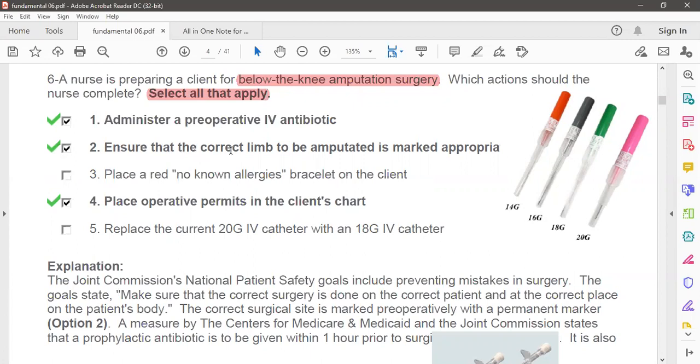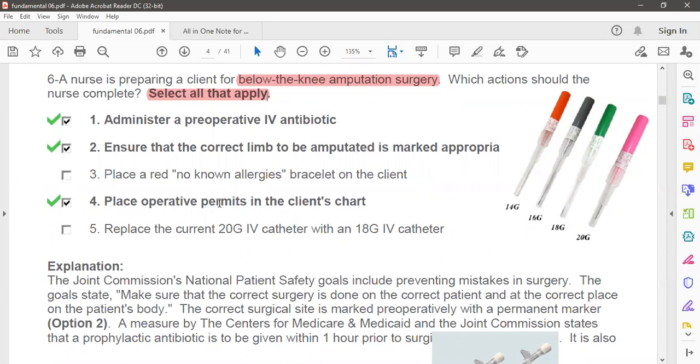Number two, ensure that the correct limb to be amputated is marked appropriately. Again, it is the policy that before operation we have to use a marker to identify which limb needs to be operated on, just to prevent error. Next, place a red no known allergies bracelet on the client. This information is not true. We only put the red bracelet if anybody has a known allergy to any particular things. So it is not correct.